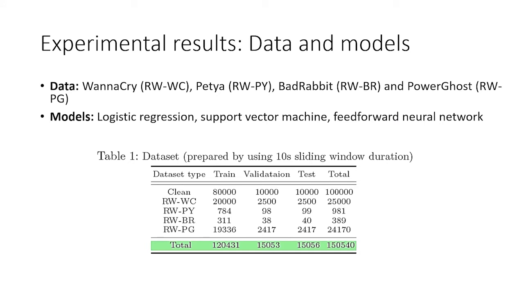Let's see the data and models. So we use the clinical environment network traffic dataset, and the data is captured in the PCAP and BiNet flow format. The dataset has both the clean and ransomware generated network traffic information by devices with an operating system such as Windows and Ubuntu. In our studies, we consider 4 popular ransomware families: WannaCry, Petya, Varadharajan, and PowerGhost.